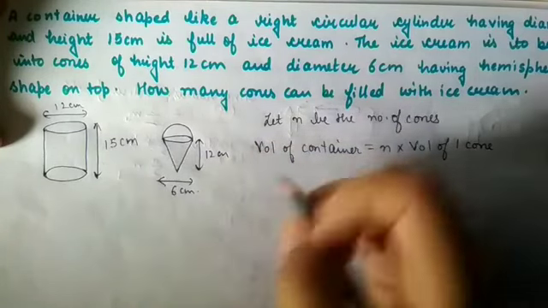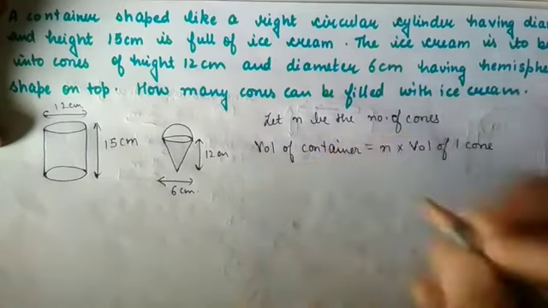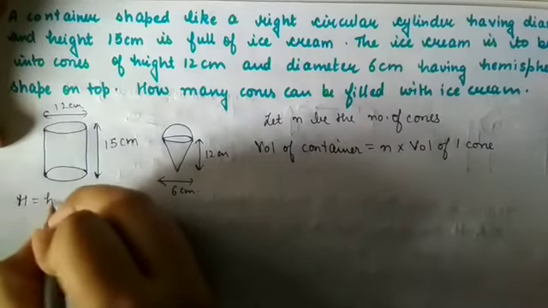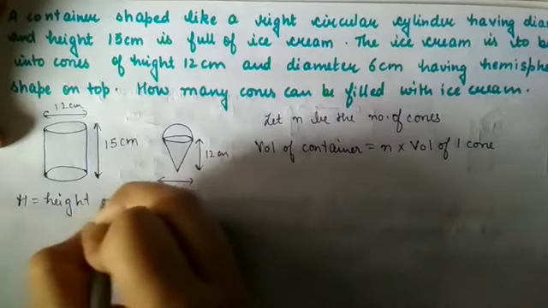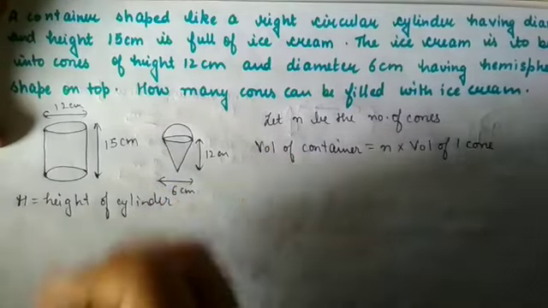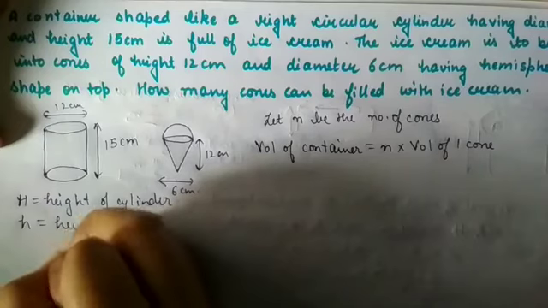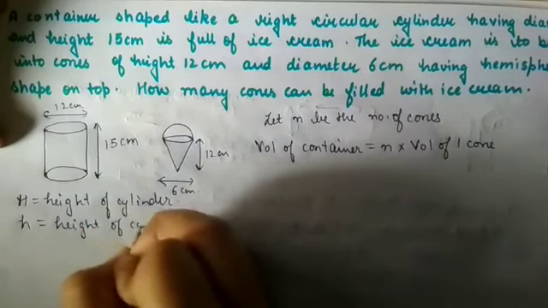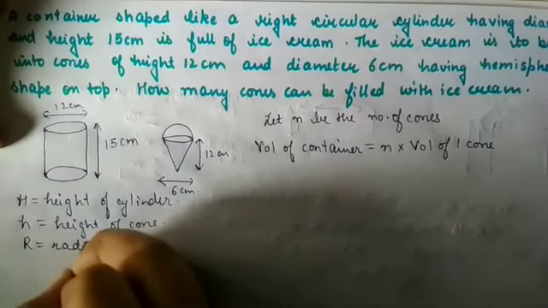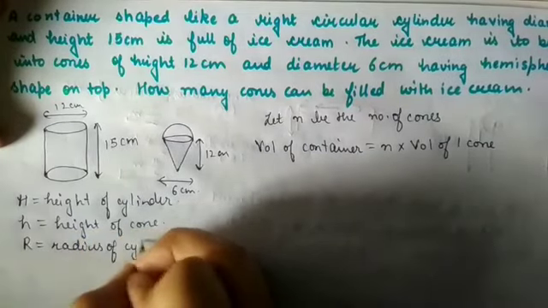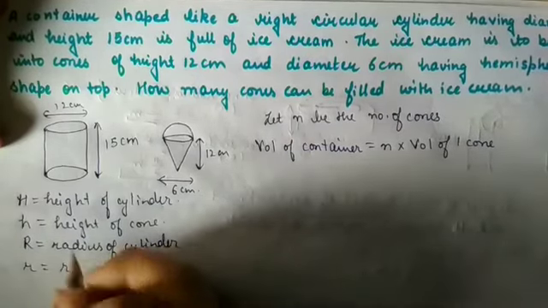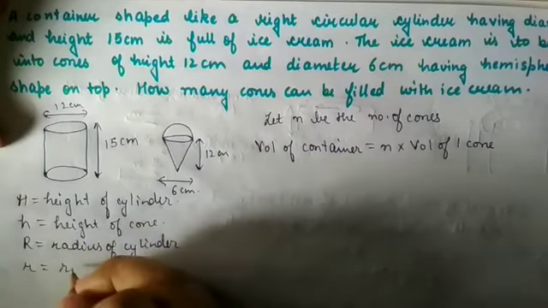Cylinder is having a height of 15 centimeter. So let height of the cylinder be capital H, height of cylinder, and let height of cone be small h, height of cone. Radius of cylinder be capital R, and radius of cone be small r.